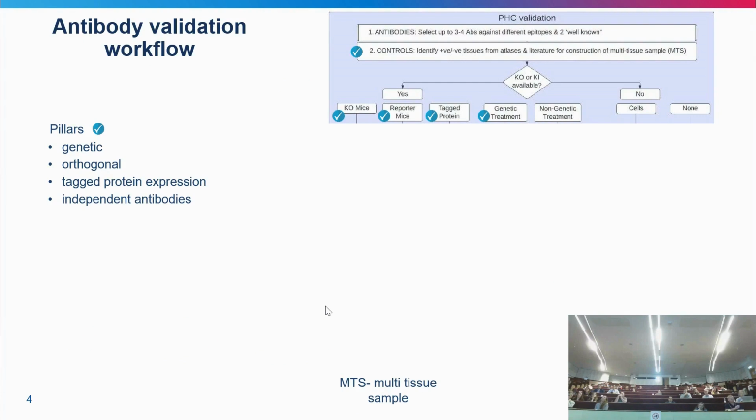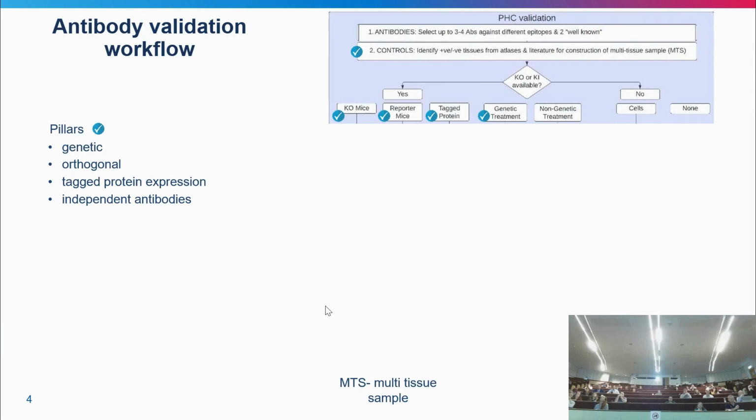Second, controls are no less important than the antibodies themselves. So we use RNA databases. We have an internal database, but also public databases to identify high, medium, and low expressors. We want to see that our antibody works on the high range of the endogenous proteins.